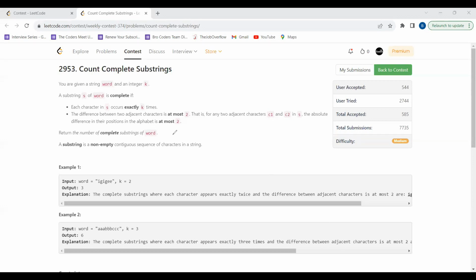So the third problem of today's contest: you are given a string. A substring s of word is complete if each character in s occurs exactly k times.